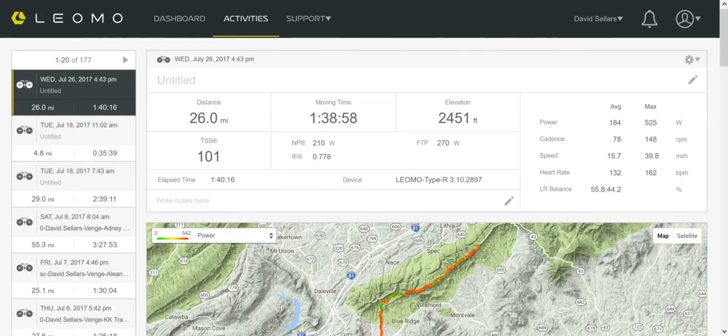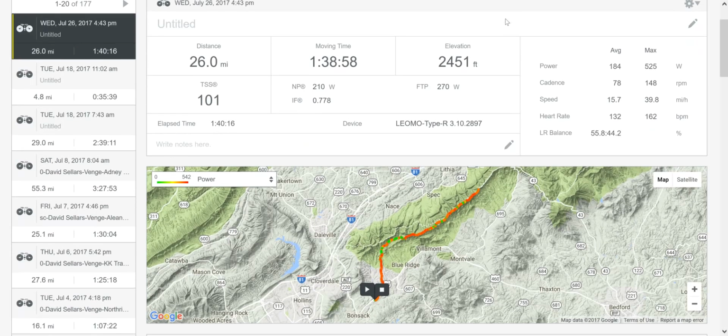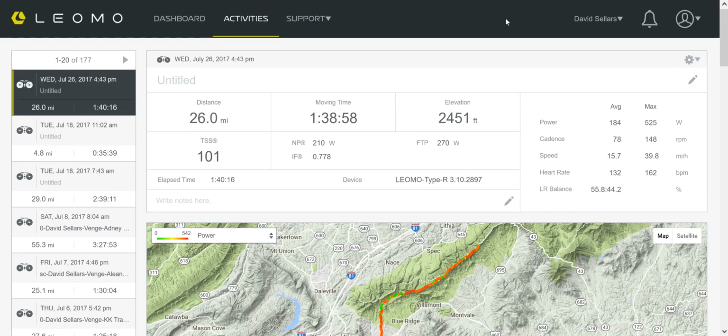with Peaks Coaching Group, and I'm going to give you a little bit of an introduction here and what you see when you look at the Leomo analysis web tool. And it's a great little tool. It gives us some great insight into what's happening with your power and your motion data.